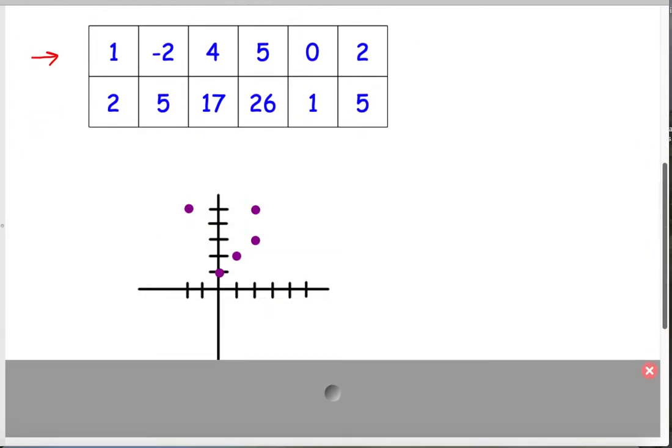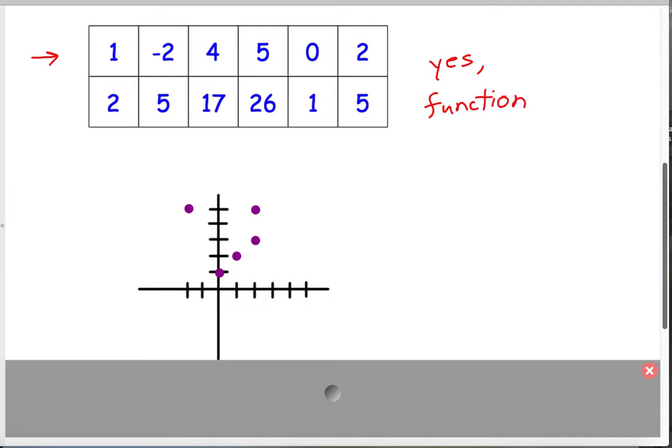How about if we have a graph? Does this represent a function? Well, at first glance, you might think, oh, it kind of looks like a parabola. I know that passes the vertical line test, so yes, it's a function. Well, I guess I forgot to write this. So this one, yes, this is a function.